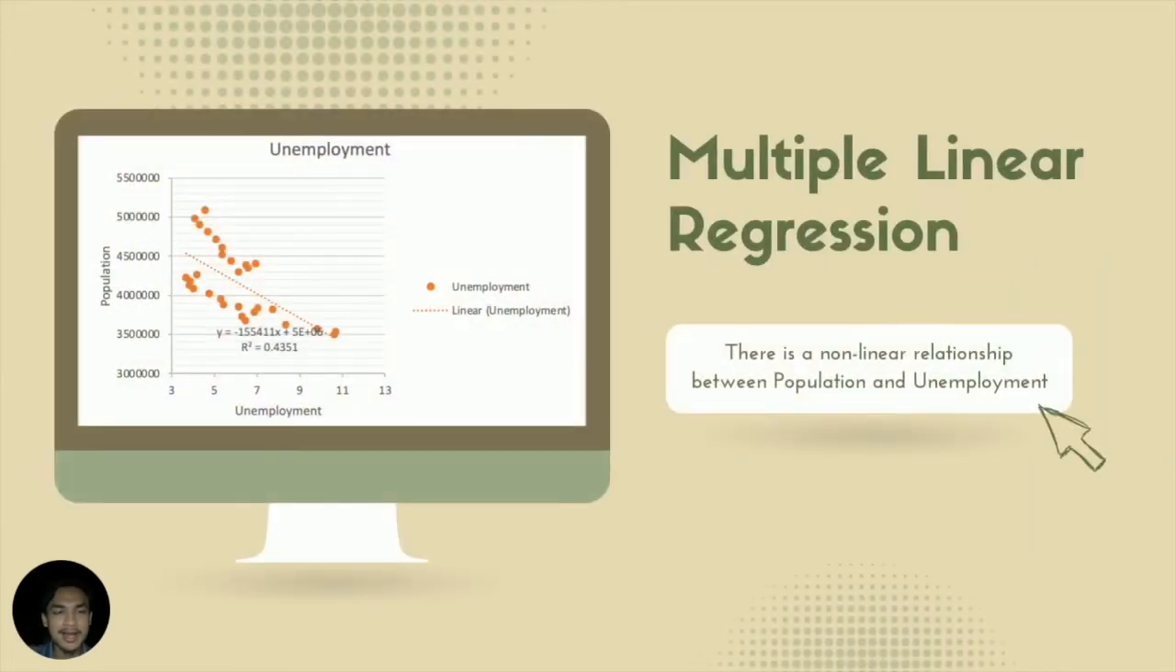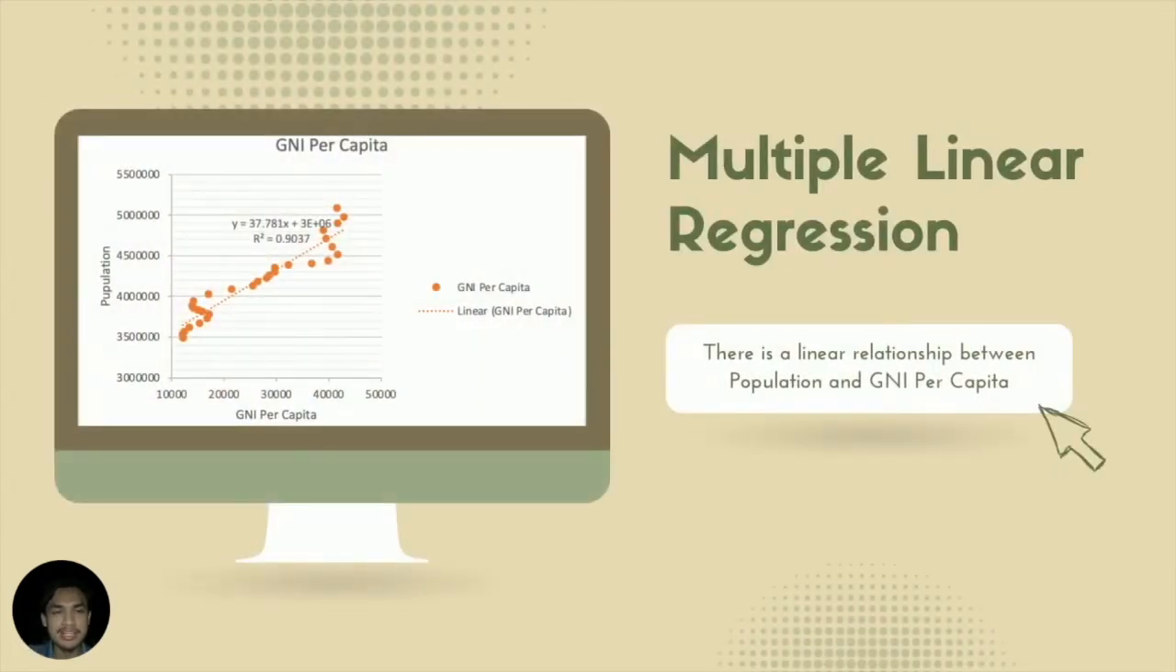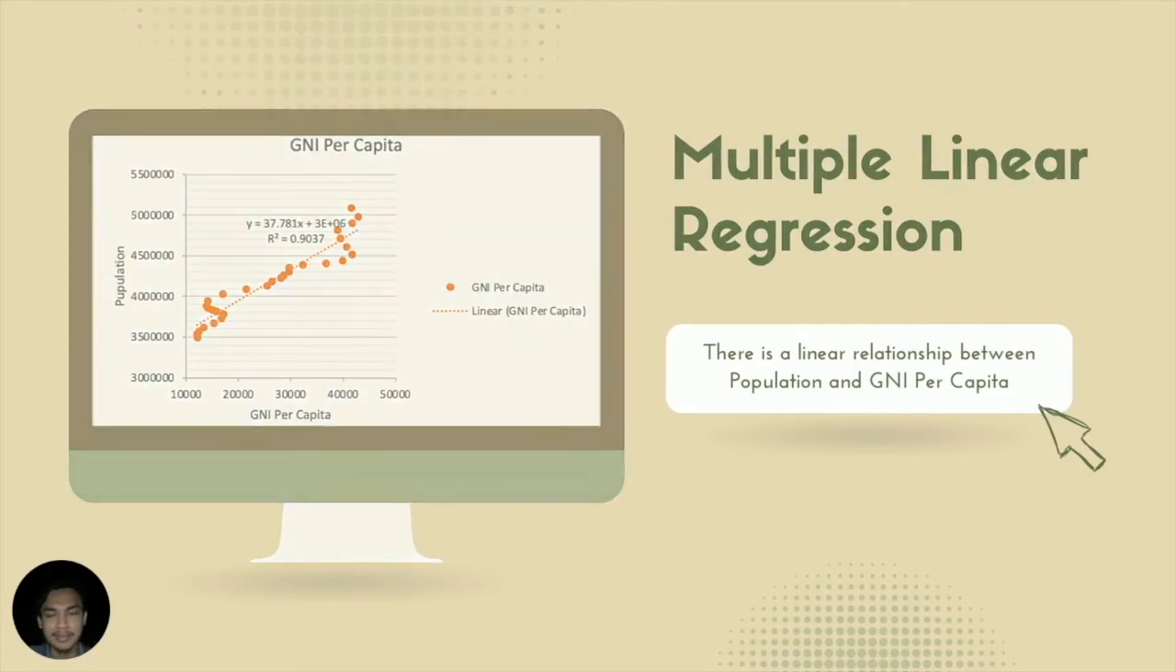Next, the unemployment versus the population. The equation is y equals negative 155,411x plus 5 exponential 6. We believe that there is a non-linear relationship between the population and the unemployment. Next is between GNI per capita and population, and the equation is y equals 37.781x plus 3 exponential 6. We believe that this has a linear relationship between the population and the GNI per capita.